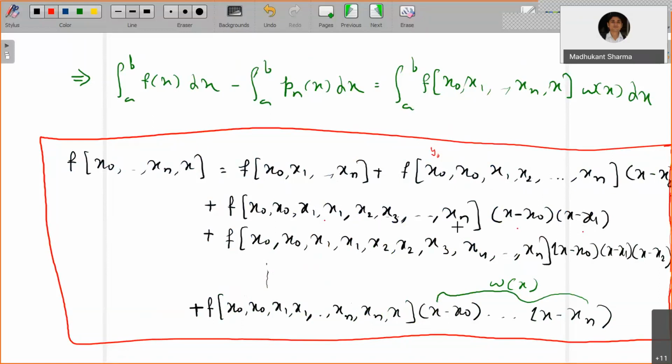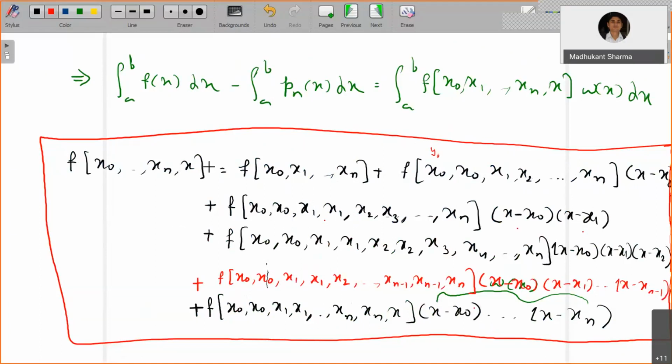So if you keep on continuing this, the previous term will consist of x minus x naught to x minus xn minus 1, plus f of x naught, x0, x1, x1, and so x2, and so on, xn minus 1 comma xn minus 1 comma xn, times x minus x0 to x minus x1 and so on till x minus xn minus 1. Then the last term is going to be this.